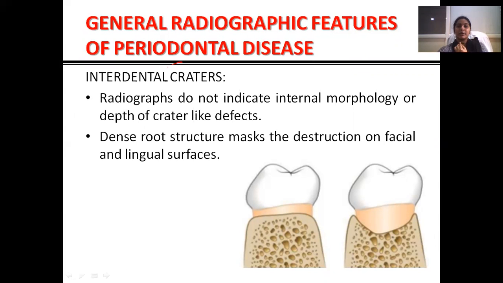Next we will come to craters. So craters are the defects which are present in between intact facial and lingual plates. So here you can see the normal alveolar bone morphology, but here you can see that there is an intact facial plate, intact lingual plate, but in between there is loss of bone. This particular defect is called a crater.